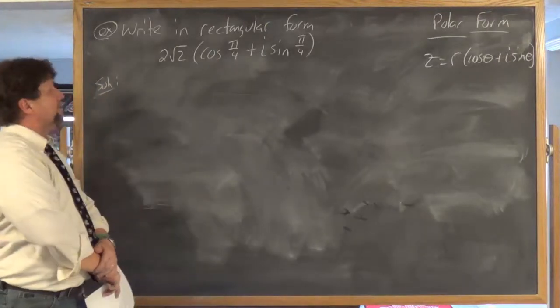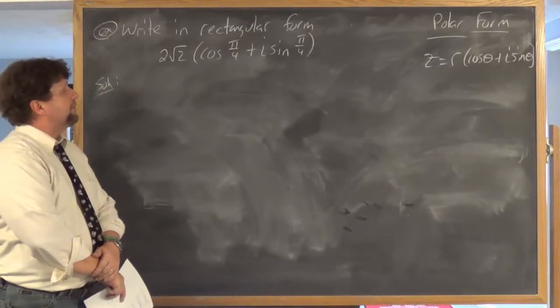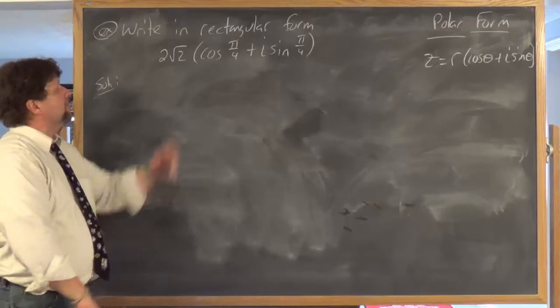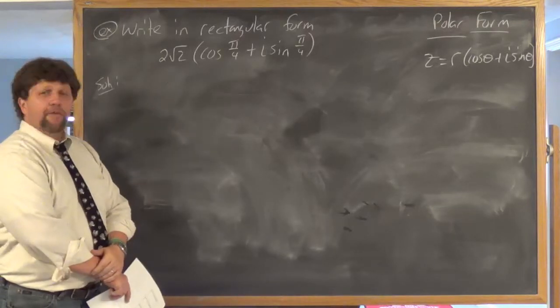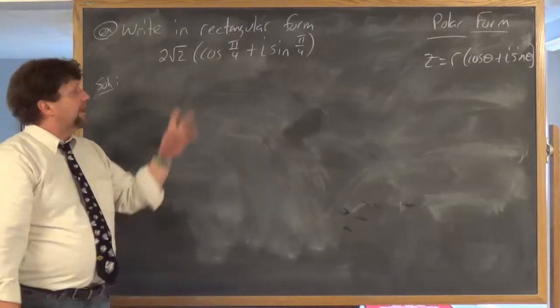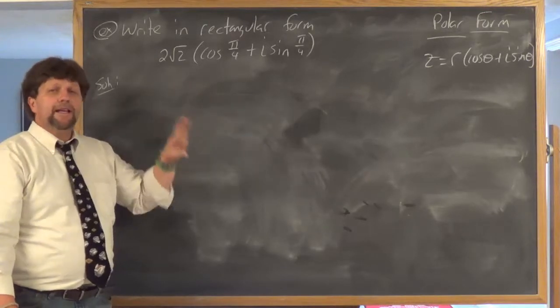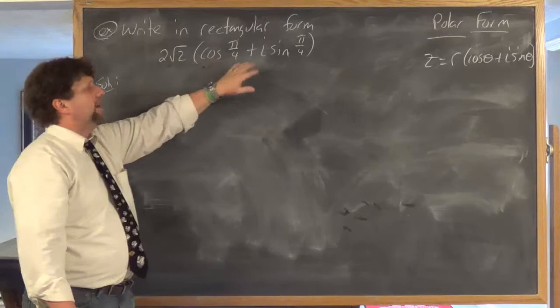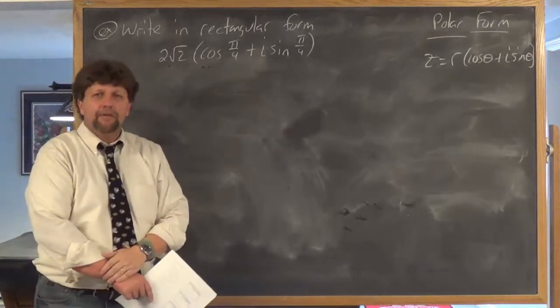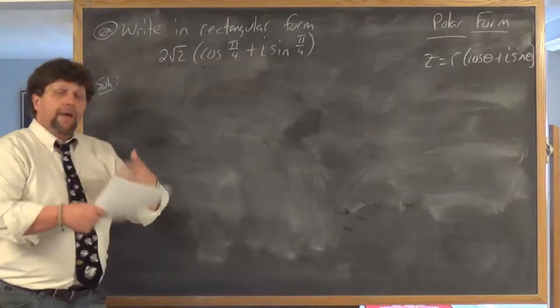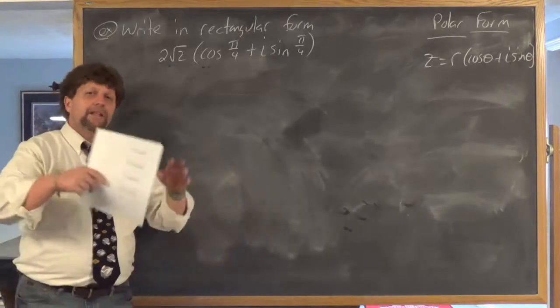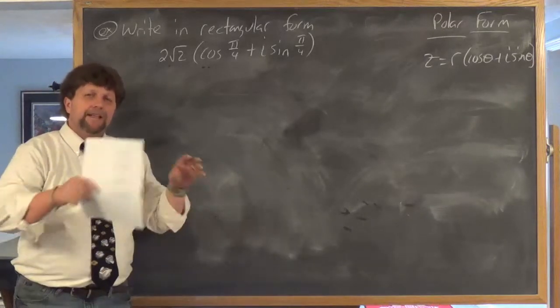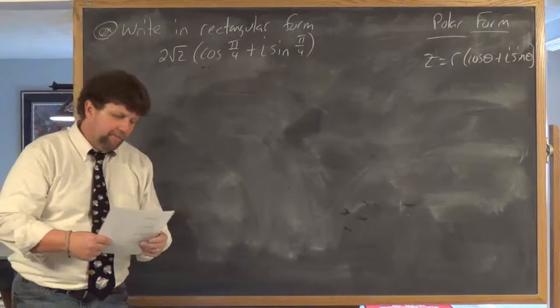All right, the first example of going back and forth between the two different forms: let's write in rectangular form this complex number. Notice this complex number is written in polar form: 2 square root 2 quantity cosine pi over 4 plus I sine pi over 4. So let's put it back into the rectangular form, the A plus BI form.